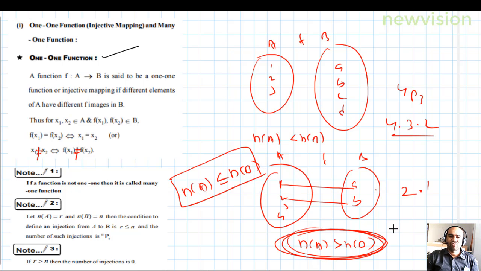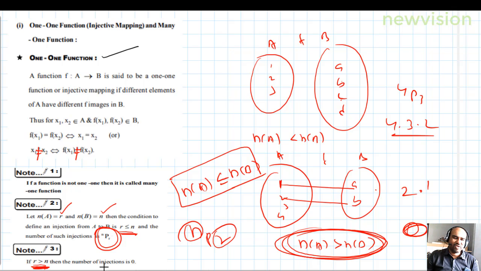If n(A) is greater than n(B), you can say that 0 1-1 functions exist from A to B. So here, clearly given n(A) is equal to r and n(B) equal to n, the condition to define an injective map from A to B is n is less than or equal to r, just like what I explained. The number of such injective mappings is nPr, as just explained: n elements in codomain, r elements in domain. If r is greater than n, meaning n(A) greater than n(B), then the number of injective mappings is 0. No injective mapping exists from A to B.